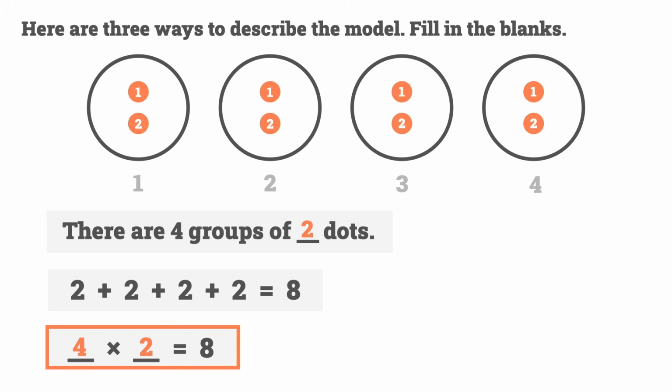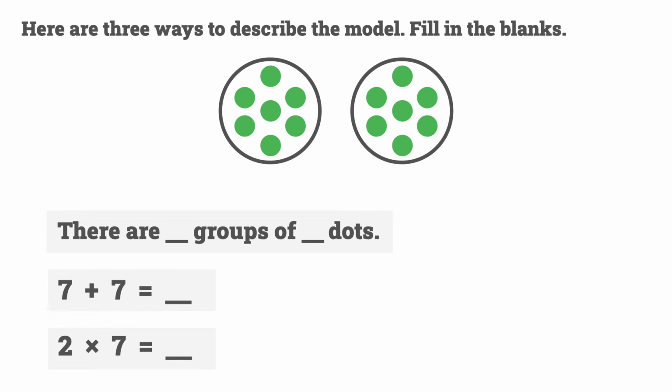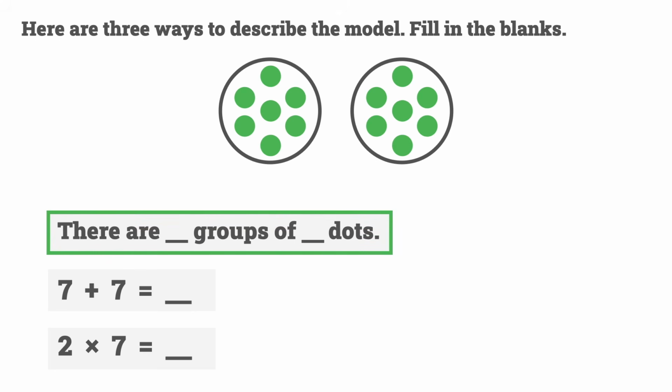I bet you're getting the hang of this, but let's solve one more problem. Once again, there are 3 ways to describe this model, and we have to fill in the blanks. Our first sentence says there are blank groups of blank dots. So we'll answer this by counting our groups. 1, 2. And now counting our dots. 1, 2, 3, 4, 5, 6, 7. So we can say there are 2 groups of 7 dots.